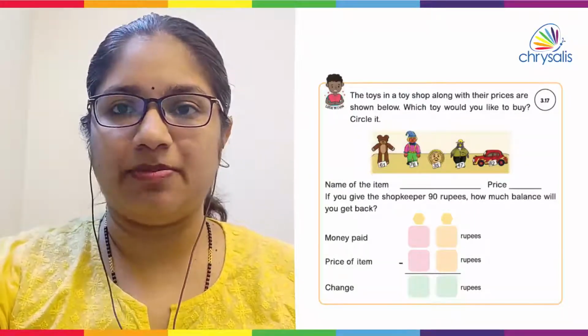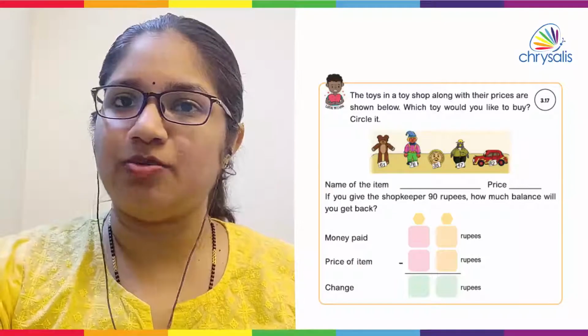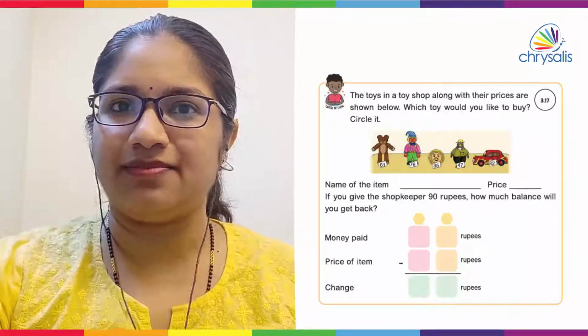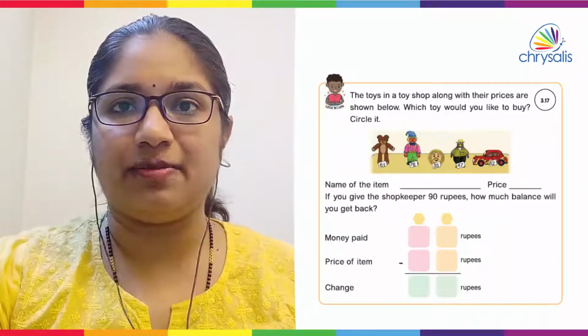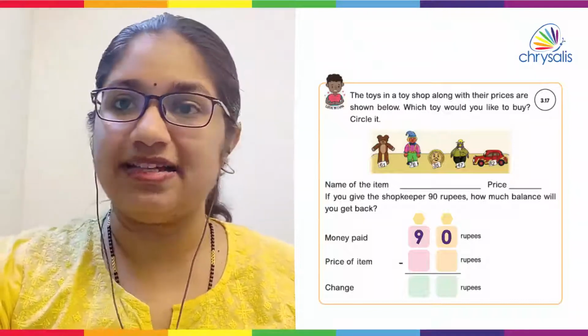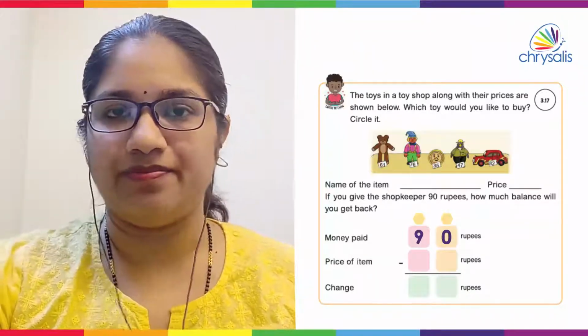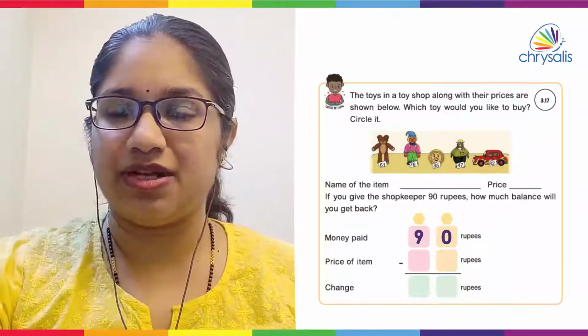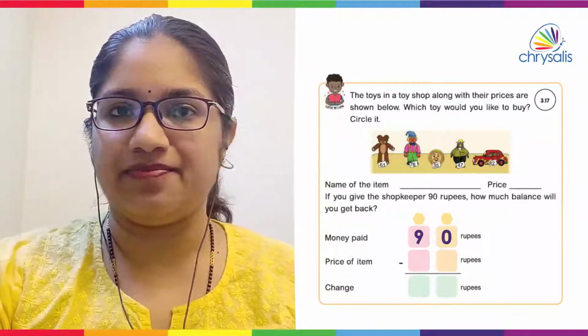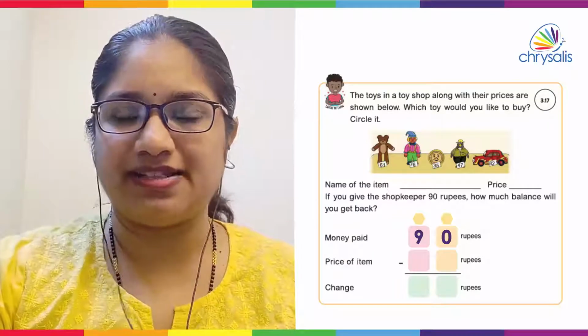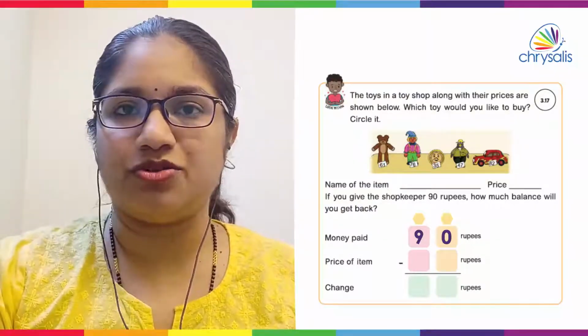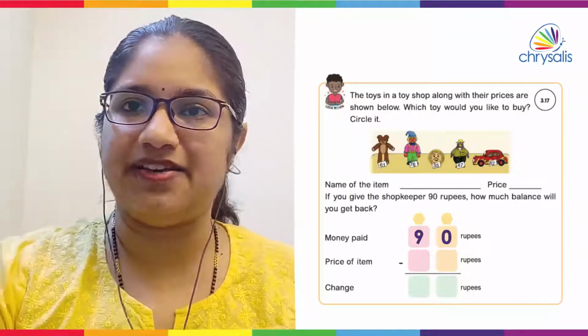If you give the shopkeeper 90 rupees, how much balance will you get back? Write down the money paid as 90 and the price of the item you have chosen in the boxes given below. Subtract the two numbers to find the balance. Take 10 minutes to complete this activity. Press pause to work on this activity and press play when done.